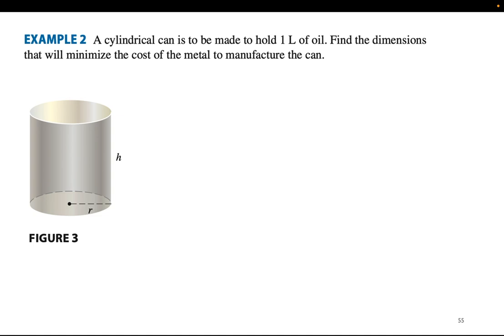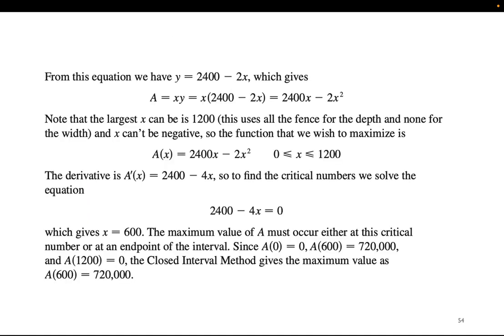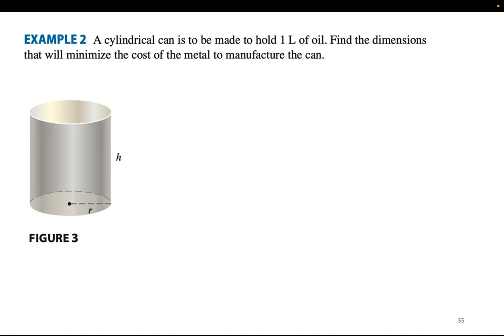Let's do one more example. That was an example of maximizing area. This is an example of minimizing something. I want to minimize the cost. I want to create a can that holds 1 liter of oil, and I want to find the dimensions that can carry that capacity, but we want to minimize the cost. We want to minimize the material that's needed to construct that can.